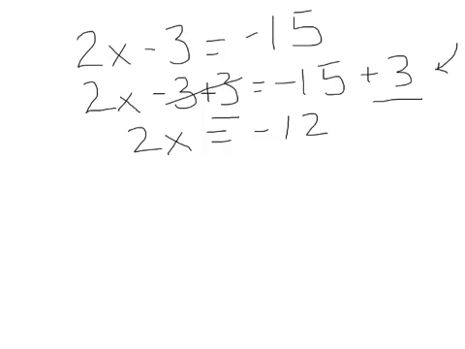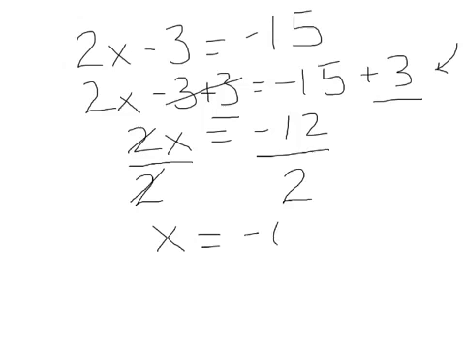This 2 attached to the x, please remember that that is multiplication. So 2 multiplied by x equals negative 12. The opposite of multiplication is division. So if I divide my left side by 2, my 2's will cancel out because 2 divided by 2 equals 1. And what you do to one side, you do to the other. Negative 12 divided by 2. So we cancel out our 2's, and that means we've isolated for x. And then negative 12 divided by 2 is equal to negative 6.